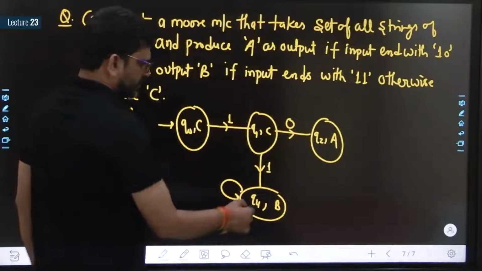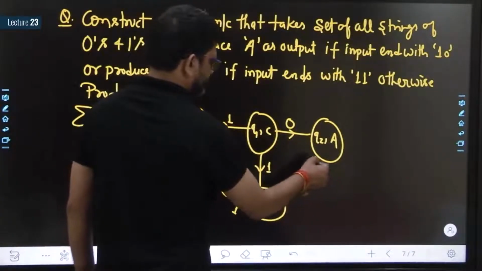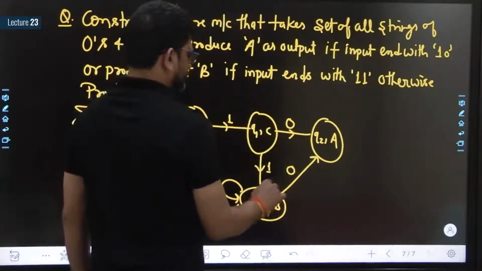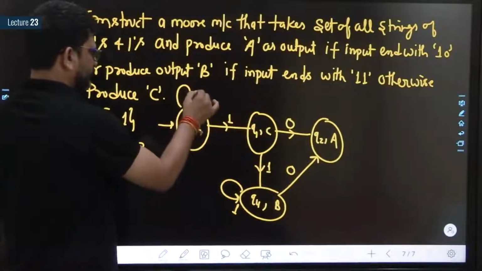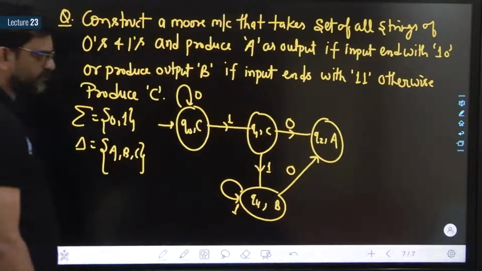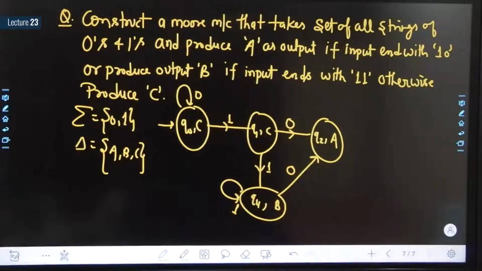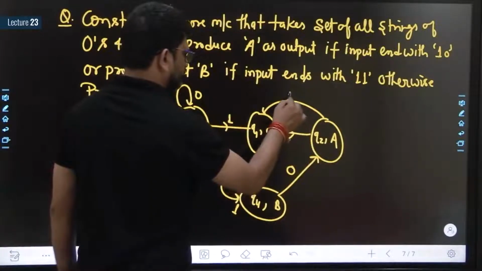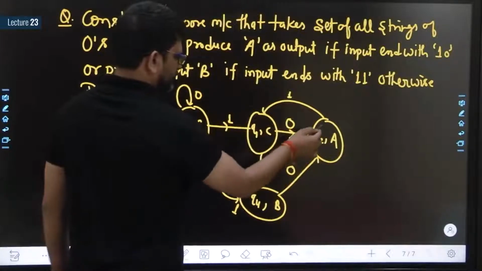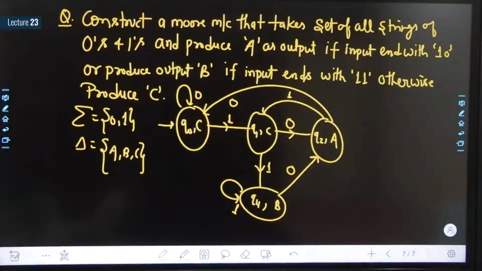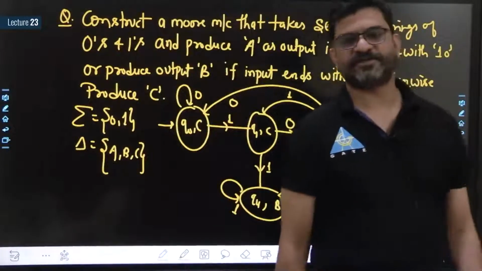1, 10, it produces A. Okay. 0. What is the transition on Q2? Please see what the transitions on Q2 are. 1, 0, 1 and 0, this one. Please check whether this is correct or not and make the transition table for this.